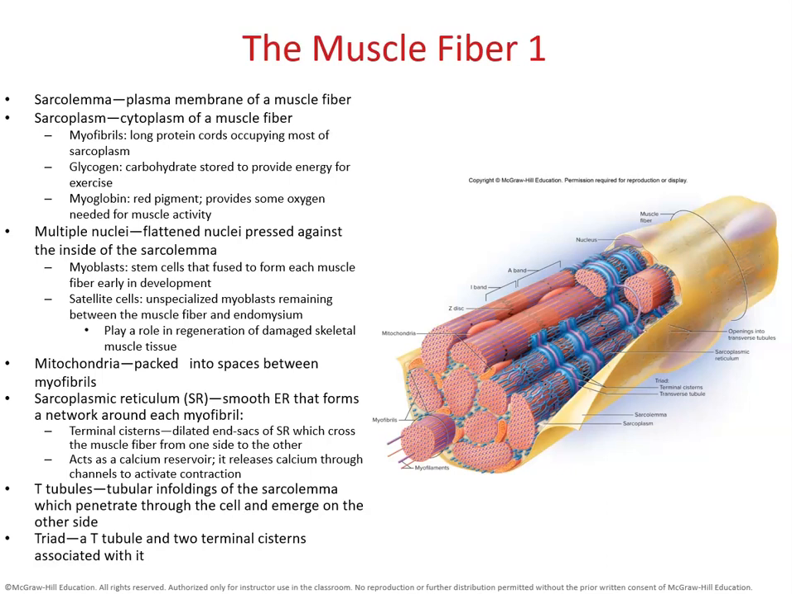Mitochondria. Muscle fibers have many mitochondria. Mitochondria are generating ATP, and muscle cells use a lot of ATP. Okay, smooth endoplasmic reticulum, smooth ER.